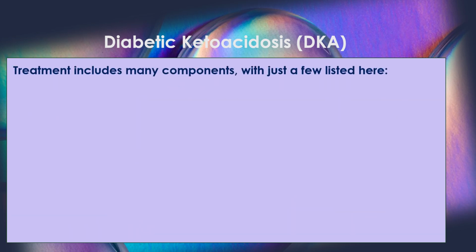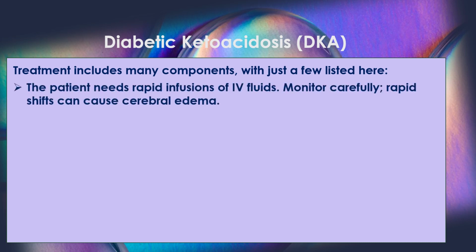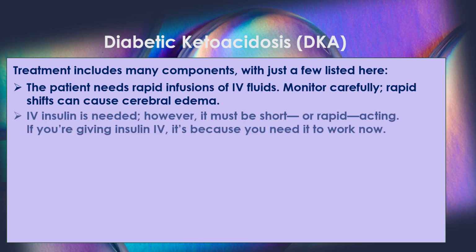Treatment for diabetic ketoacidosis has many components with just a few listed here. The patient needs rapid infusions of IV fluids. Monitor them carefully because rapid shifts can cause cerebral edema. IV insulin is needed, however, it must be short or rapid-acting insulin. If you're given insulin IV, it's because you need it to work now.